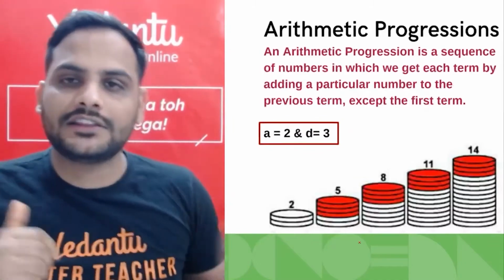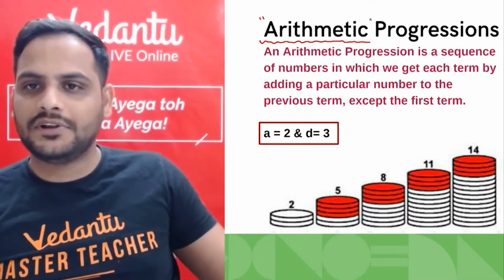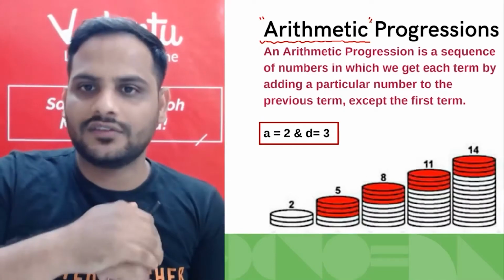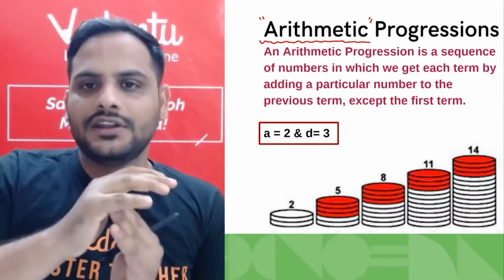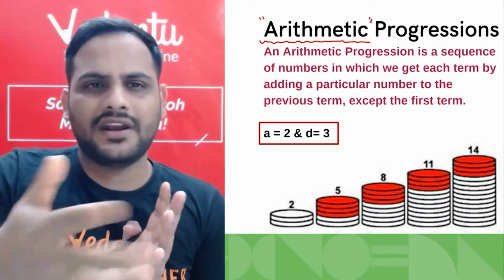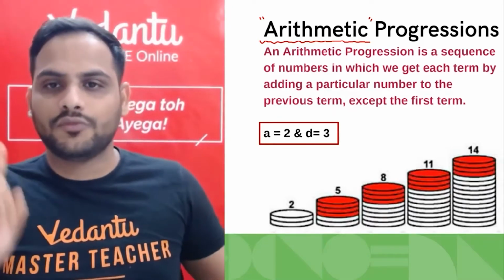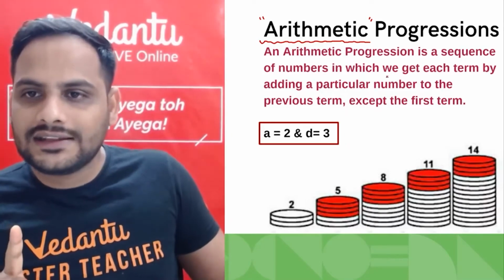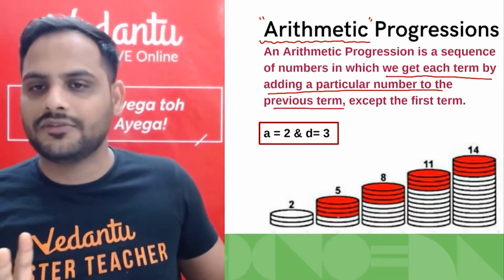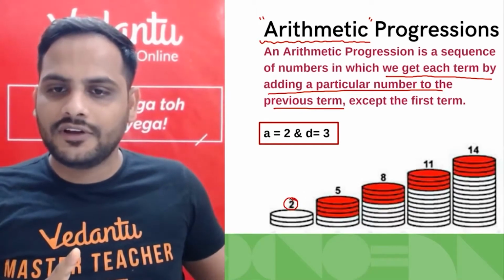Now what is arithmetic progression? Please listen to this. This is the whole gist of this whole chapter. Arithmetic progression is a sequence, and a sequence can have any rule: you can multiply, add, subtract, divide, square, anything you can do. But in arithmetic progression, we get each term by adding a particular number to the previous term, except the first term. The first term we can choose randomly.